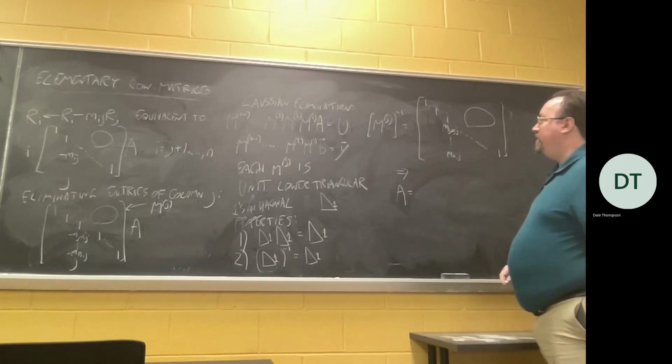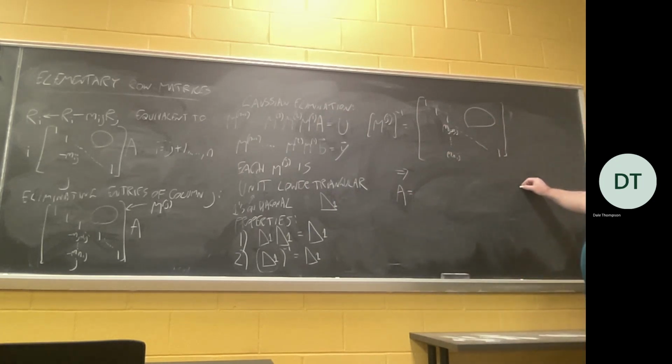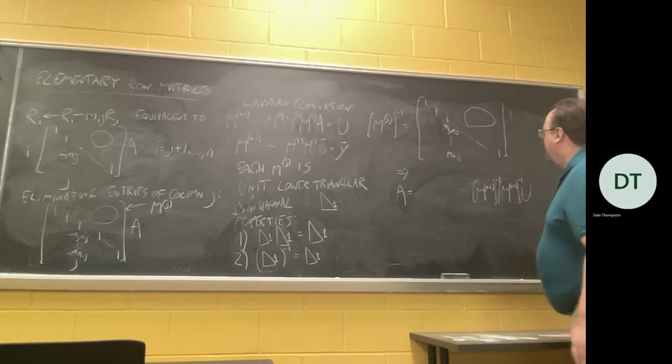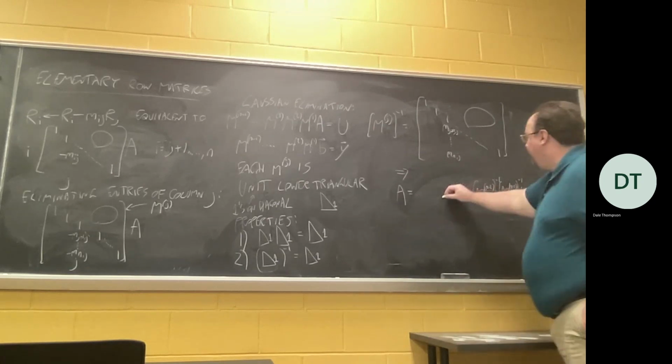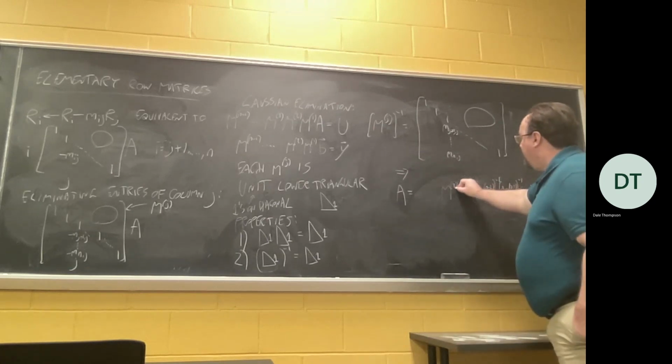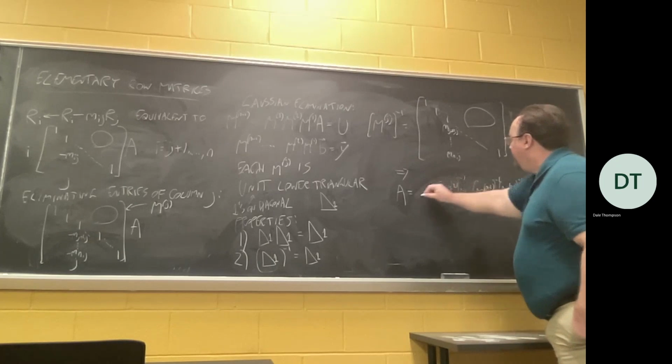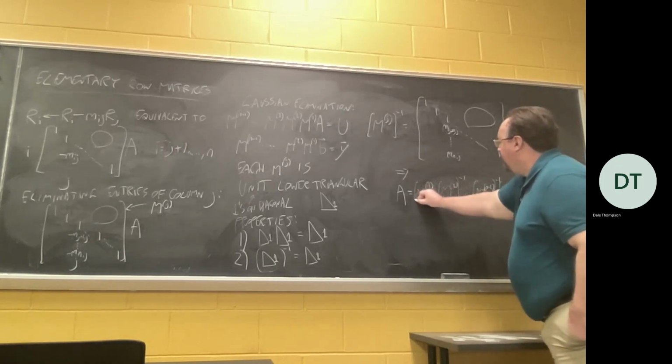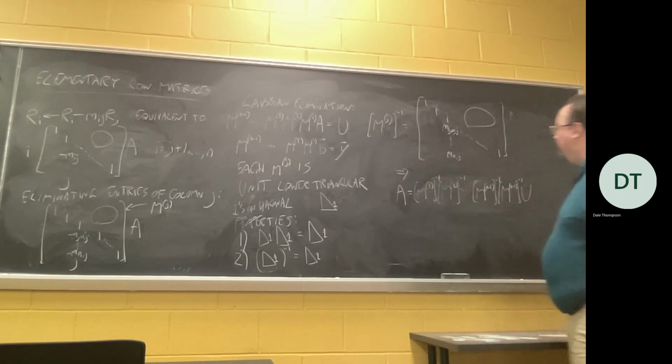I get the following. So A is going to be equal to, so I'll put U right here. And the first matrix that I multiply both sides by on the left is M n minus 1 inverse, then M n minus 2 inverse, and so on, until I get to M2 inverse, then M1 inverse.